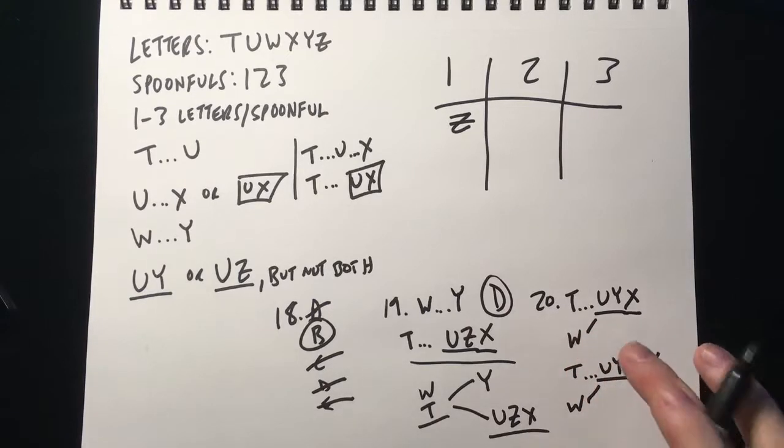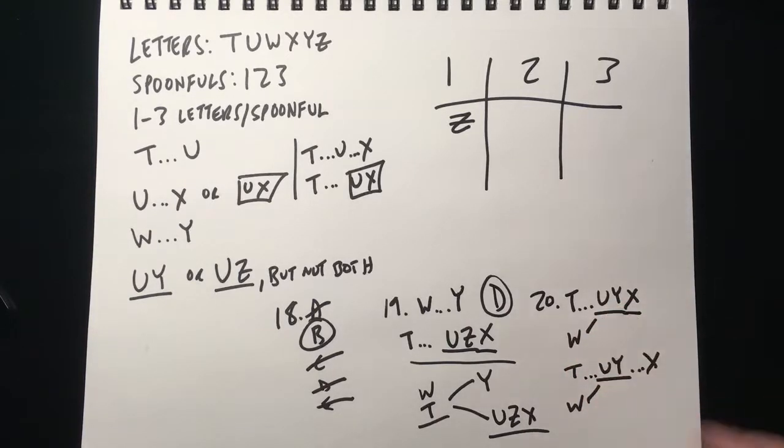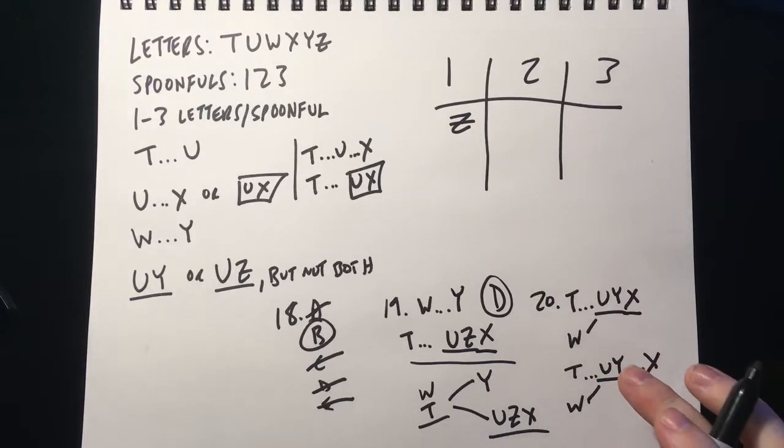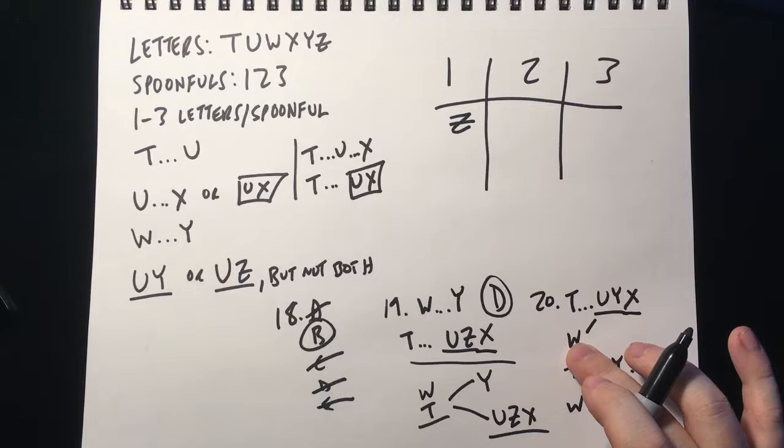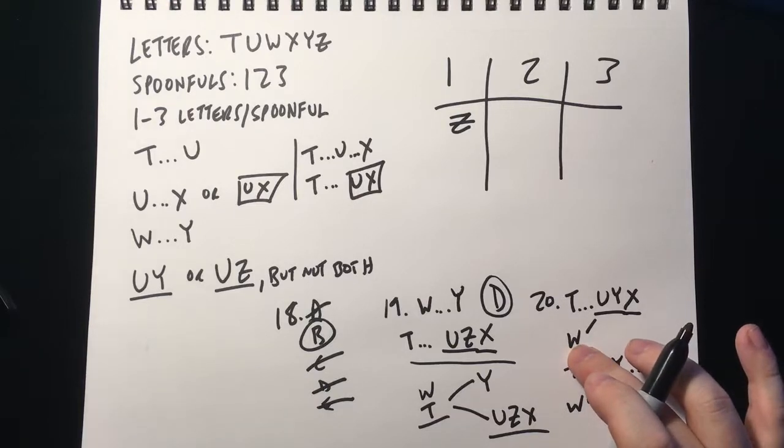U is in the third spoonful. U might be in the last spoonful, but U might also be in the second spoonful. No idea. W is in the first spoonful. W could be in the first spoonful, but W could also be in the second spoonful. And D says W is in the second spoonful. We've already covered that as a possibility.